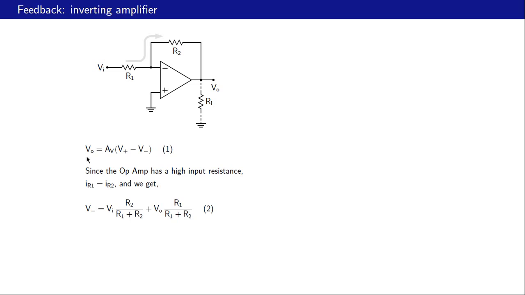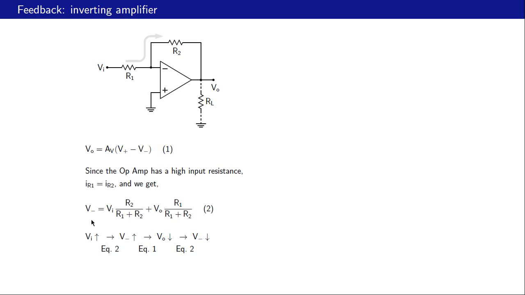Let us start with Vo equal to Av times (V plus minus V minus). This equation holds if the op-amp is working in the linear region. Since the op-amp has a high input resistance, this current is 0, and therefore IR1 is equal to IR2. This current and this current are equal. In this situation, we can obtain V minus using superposition, and this is what we get. From this equation, we note that if Vi increases or Vo increases, then V minus will go up.